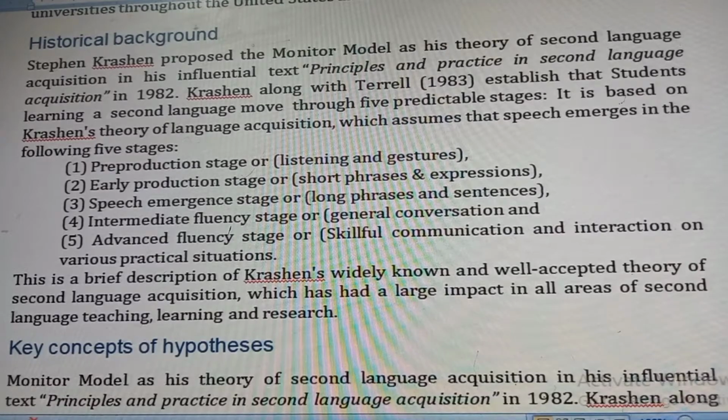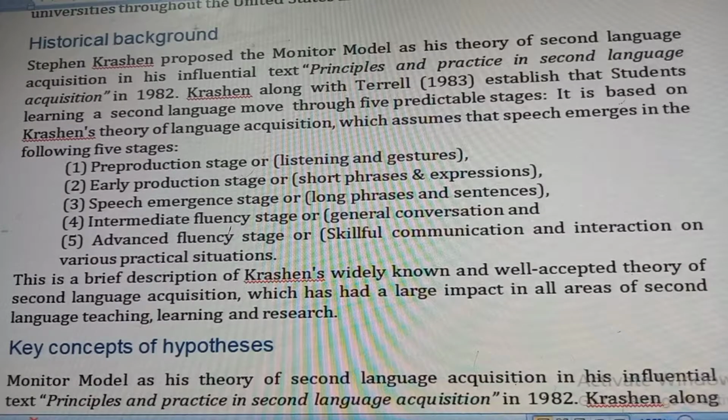Historical background. Stephen Krashen proposed the Monitor Model as his theory of second language acquisition. In his influential text, Principles and Practice in Second Language Acquisition in 1982, Krashen, along with Terrell, 1983, established that students learning a second language move through 5 predictable stages. It is based on Krashen's theory of language acquisition, which assumes that speech emerges in the following 5 stages.